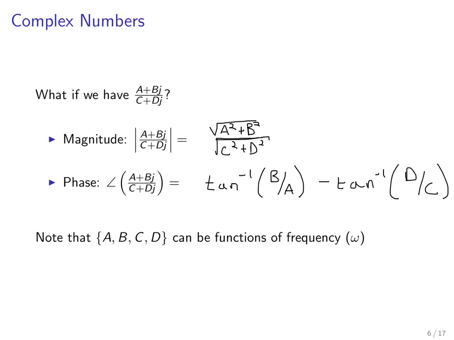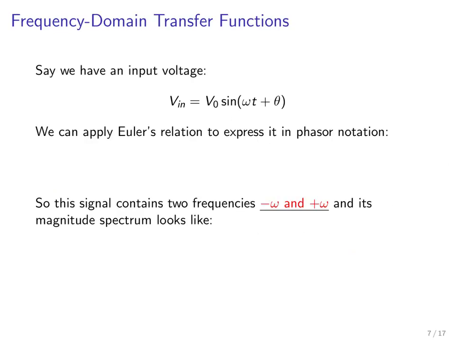Note here that all of these coefficients, a, b, c, and d, can in general be functions of frequency, of temporal frequency omega. And indeed, that's what we're going to see when we actually start constructing filters and deriving what their complex representations are. Okay, so now it's time to start talking about transfer functions. A transfer function is a function that describes the action of a circuit on an input voltage. It's a relationship between an input signal and the output signal.